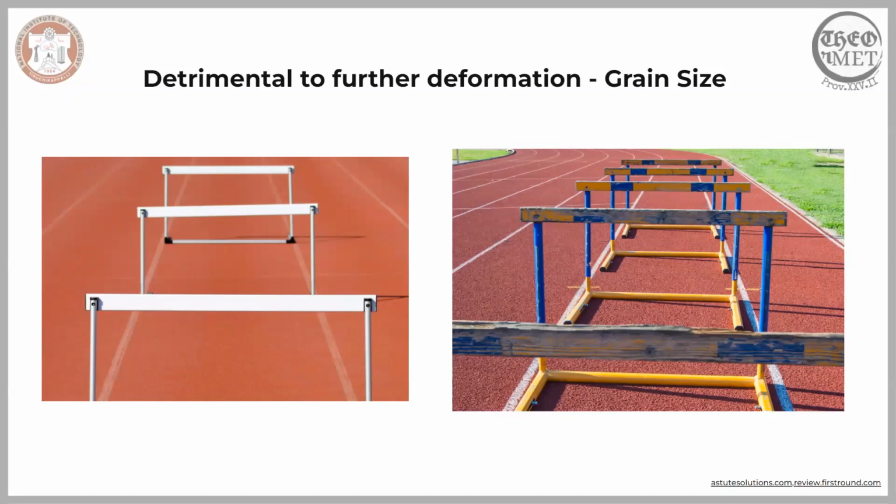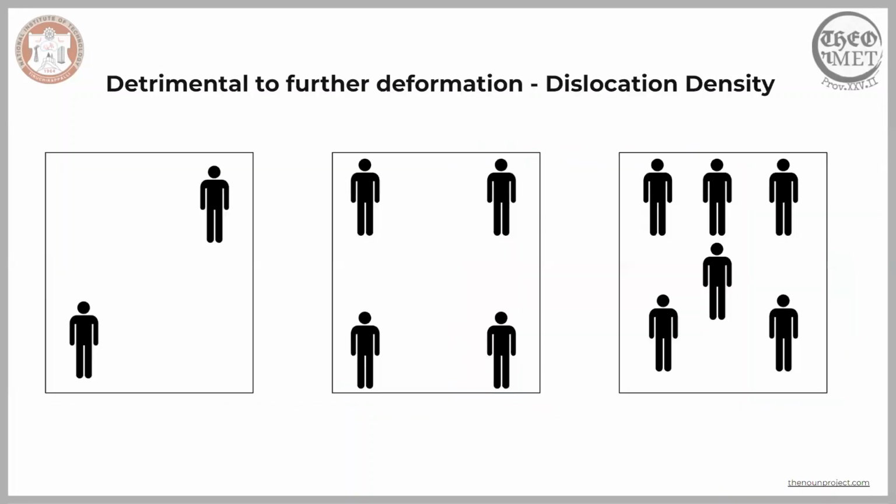As you can see in the images here, the right one has hurdles placed very close to each other, so it will be more difficult for a person to cross these hurdles than the one on the left. In a similar way, the dislocation will find it difficult to move in such a system. So moving on to the next slide.